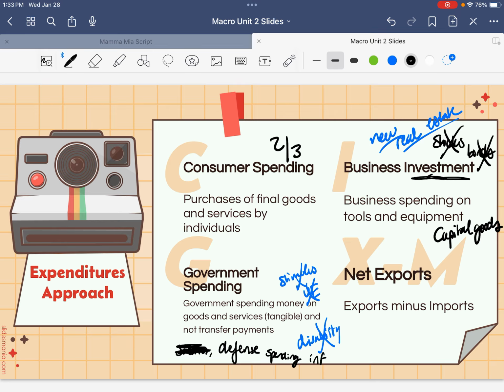Infrastructure, I'm going to spell this wrong. Infrastructure, it's spelled really weird. Roads, bridges, canals, those sort of things. Those things all count as government spending.